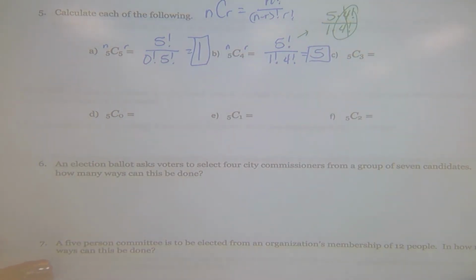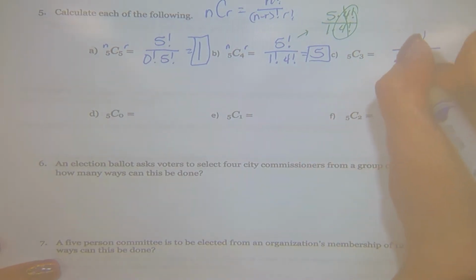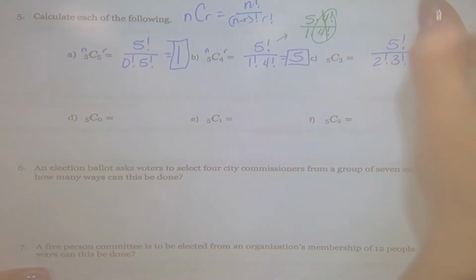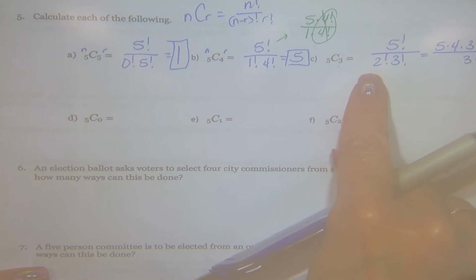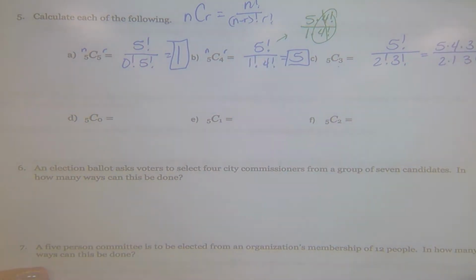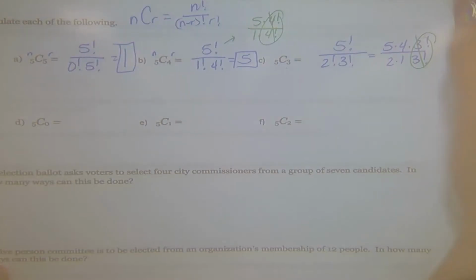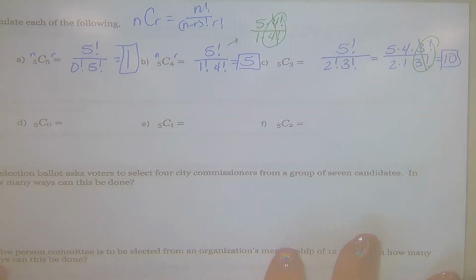Let's do the next one. N is 5 again, so 5 factorial is my numerator. N minus r, 5 minus 3 is 2 factorial, and then r is 3 factorial. We're going to stop at 3 factorial so that will simplify. 5 times 4 times 3 factorial. And then I also have 2 factorial, so that would be 2 times 1. Well, my 3 factorial cancels out. So I've got 5 times 4 divided by 2. 5 times 4 is 20. 20 divided by 2 is 10.